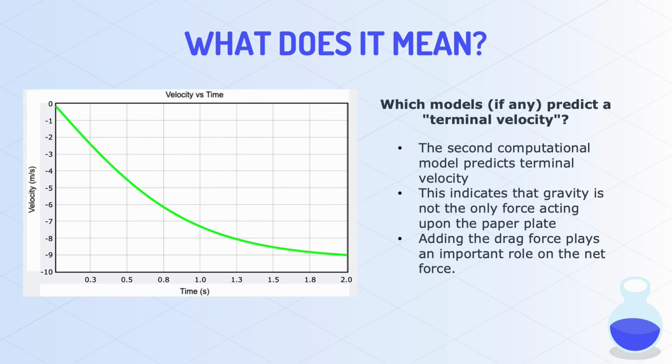So what does this mean? Which models, if any, predict a terminal velocity? Terminal velocity occurs when the drag force is equal to the downward force of gravity, resulting in a zero acceleration of the object. As you can see by the graph on the left, the second computational model predicts terminal velocity. This indicates that gravity is not the only force acting upon the paper plate, and adding the drag force plays an important role on the overall net force.